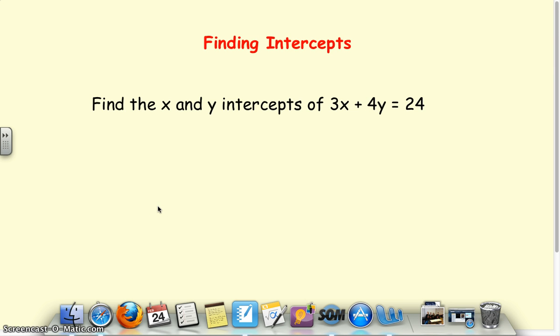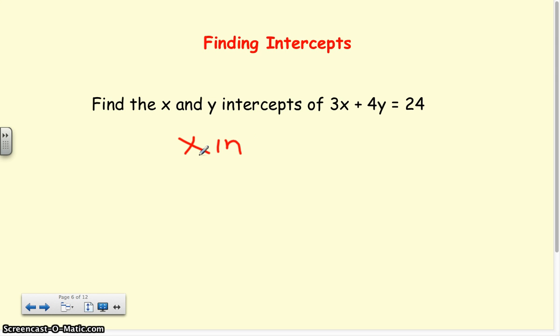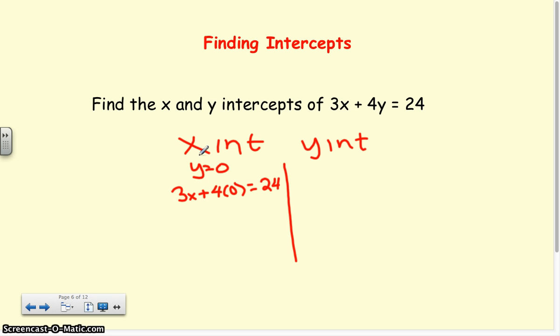Alright, we want to find the x and y intercepts of this equation in standard form. We have 3x plus 4y is equal to 24. When I want to find the intercepts, I usually make a t-chart, my x-int, my y-int. Well, here's what I know. At my x-intercept, y is equal to 0, so I'm going to plug 0 in for y. So I get 3x plus 4 times 0 is equal to 24. That always cancels out. You'll find the y term always cancels out. So I get 3x equals 24, x is 8.